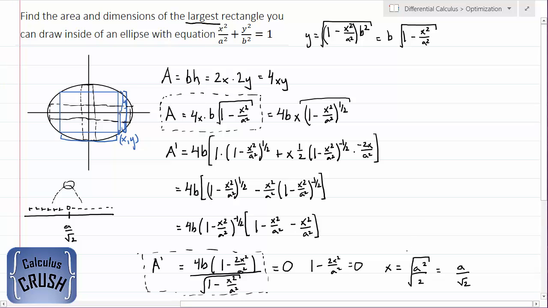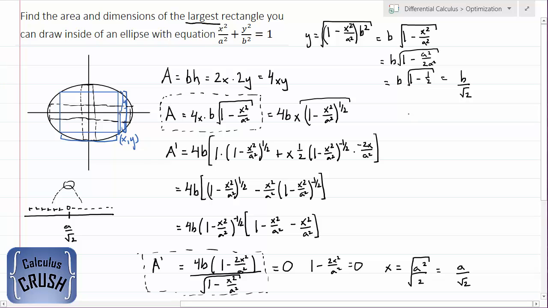So we have the dimensions. X. Okay, we have one of the dimensions. X equals a over root 2. Let's figure out the other dimension. We have a formula for y up here that we derived. So y is equal to b times 1 minus, now when x is a over the square root of 2, we have a squared over 2a squared, which is equal to b times 1 minus 1/2 square root, which is equal to b over root 2.